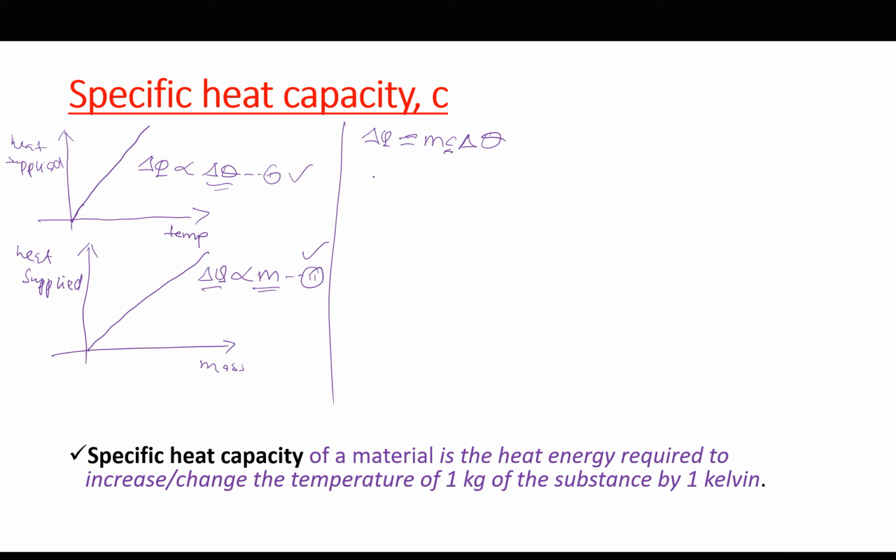So because delta Q is directly proportional to delta theta, and at the same time is directly proportional to the mass, I simply introduce equal signs and a constant. The constant C, or the constant of proportionality, is what we call the specific heat capacity from IGCSE.